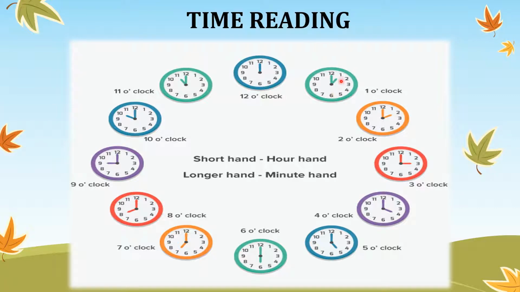Next, here we can see the shorter hand, the hour hand, is at 1. The longer hand, the minute hand, is at 12. So the time is 1 o'clock. Again, on which number is the shorter hand? Hour hand किस पे है? कौन से number पे है? You can see on the screen the focus. 2. All right. And the minute hand, it is at 12. That means the time is 2 o'clock.